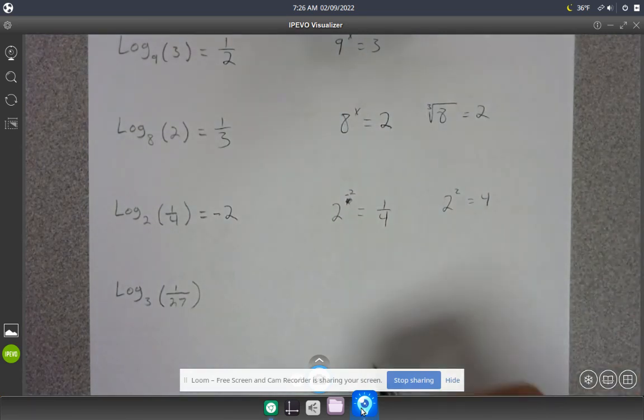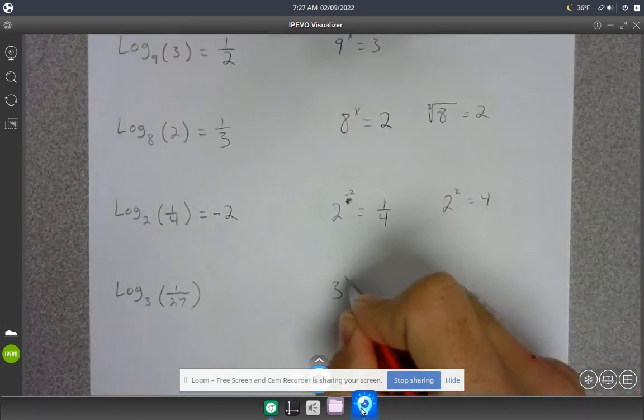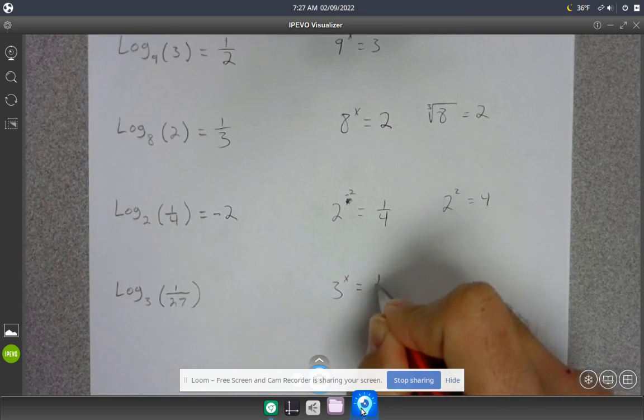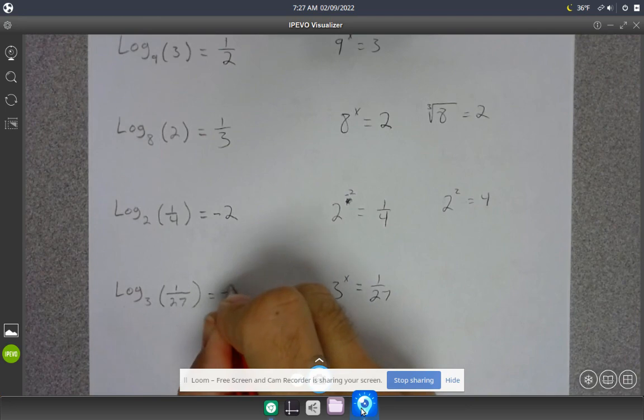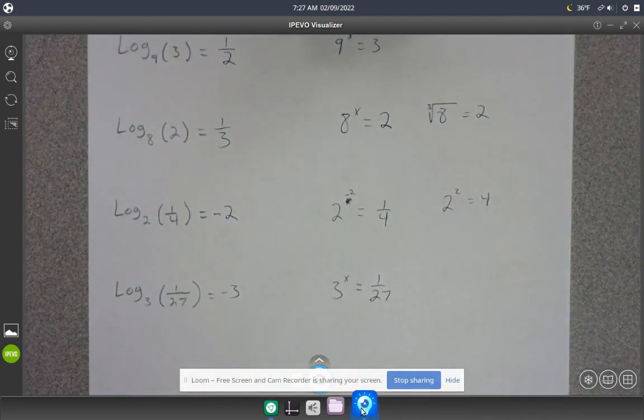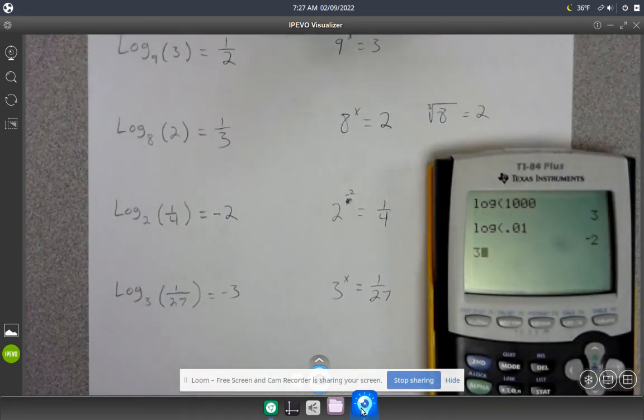All right, what about 3? 3 to what power can give us 1 over 27? Well, 3 to the third power will give us regular 27. So 3 to the negative third power will give us 1 over 27. 3 to the negative third power gives us this. If I make that into a fraction, you get 1 over 27. Okay.